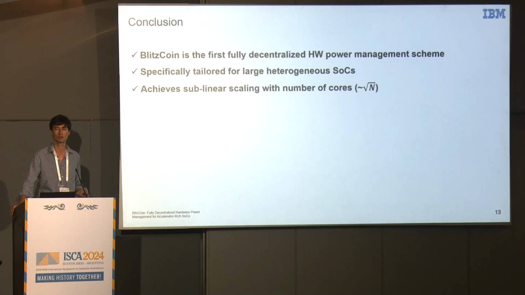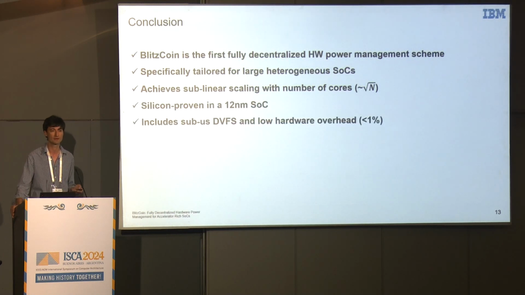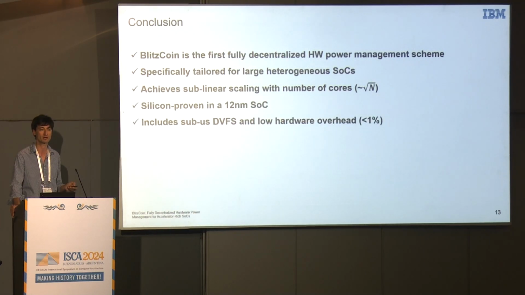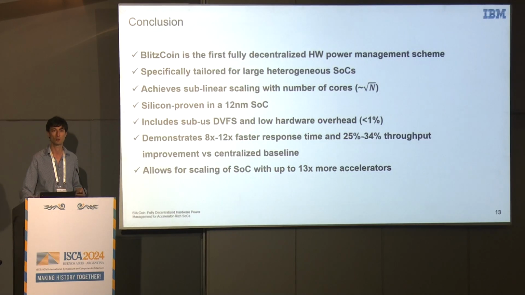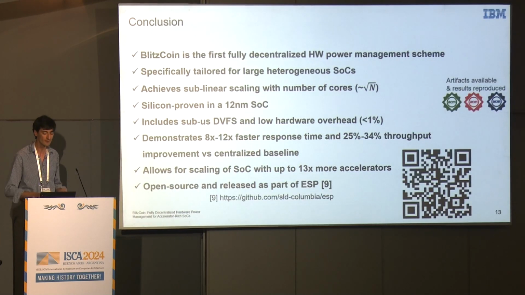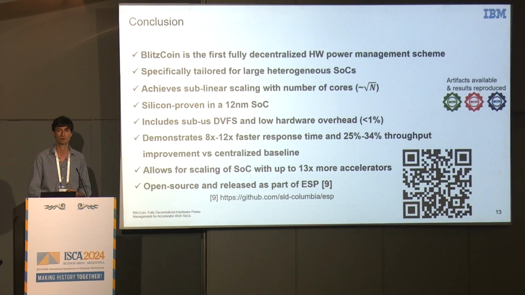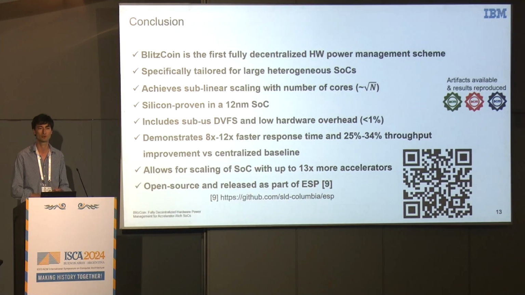Okay, so now to conclude, BlitzCoin is the first fully decentralized hardware power management scheme. It is specifically tailored for large heterogeneous systems on chip. Thanks to the distributed nature, we have a sublinear scaling with the number of cores. This has been fully proven in a 12-nanometer taped-out SoC, and we show up to 13x larger scaling compared to previous schemes. And last, BlitzCoin has been released as part of ESP, so you're welcome to check it out on your own.